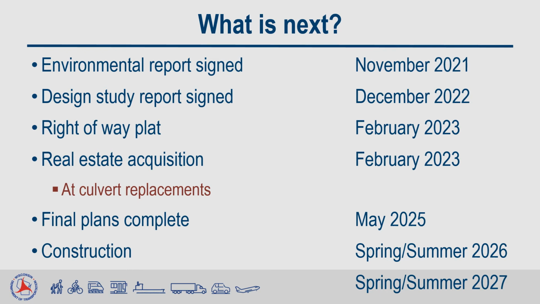As mentioned, the work on the environmental report has begun, and we anticipate the report to be completed by November of 2021. The preliminary design and design study report will be completed by December 2022. The right-of-way plat is anticipated to be complete by February of 2023, and real estate acquisition will start once the right-of-way plat is complete. Small areas of real estate are needed to be purchased at the culvert pipe replacement locations, not the entire length of the project. WisDOT staff will work with property owners during the real estate acquisition process.